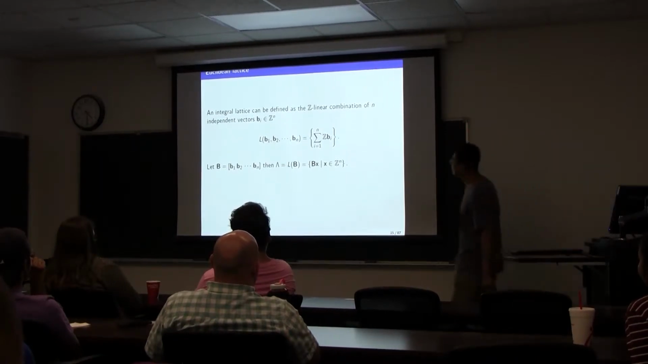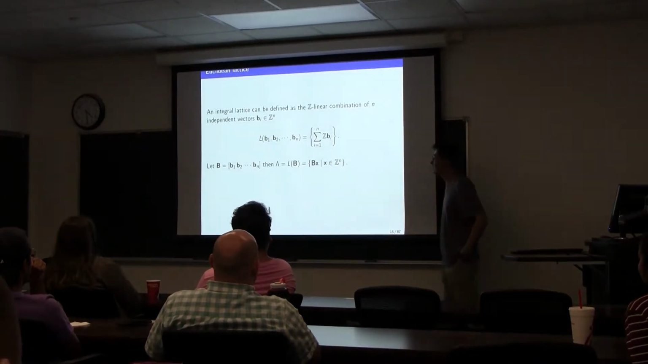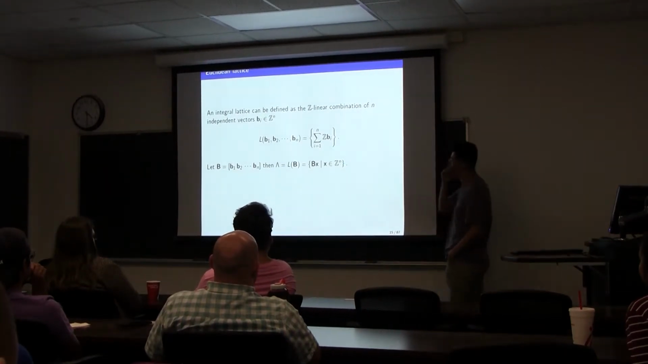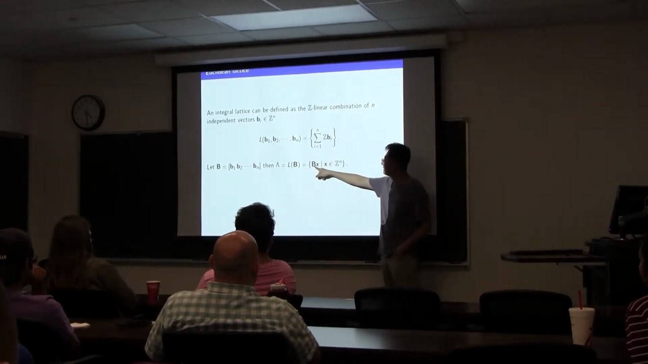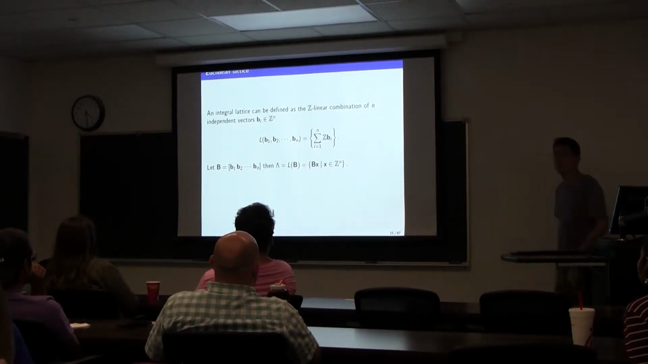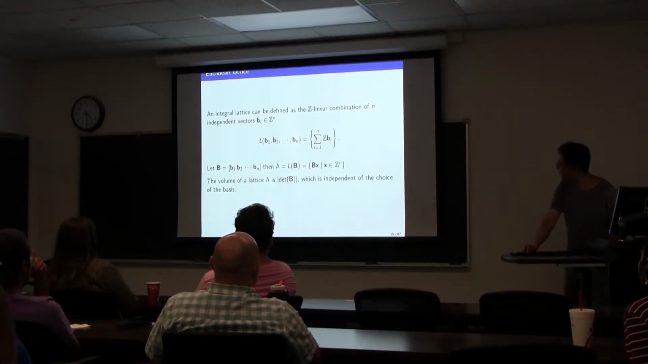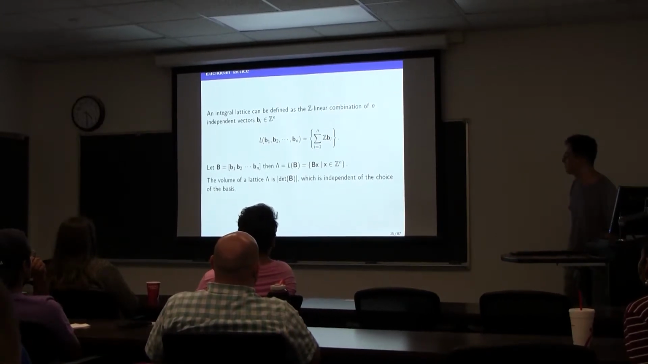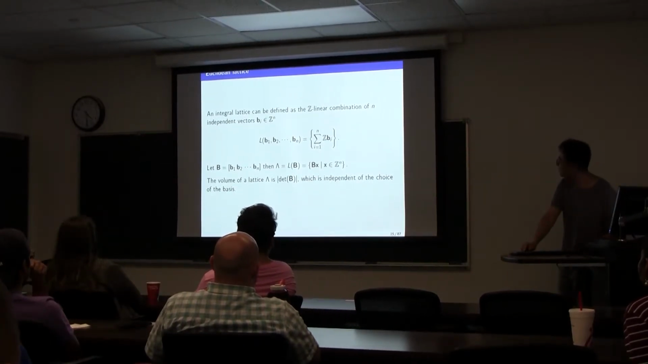And I will write vectors b1 to bn in matrix form B, and I will call this matrix B the basis matrix of this lattice L. Okay. So you can also write this in matrix multiplication form as B times x, where x denotes the coefficients. It's simply a linear combination. The volume of the lattice is defined to be, up to sign, the determinant of this basis matrix, which is independent of the choice of the basis. So these are taken as facts.